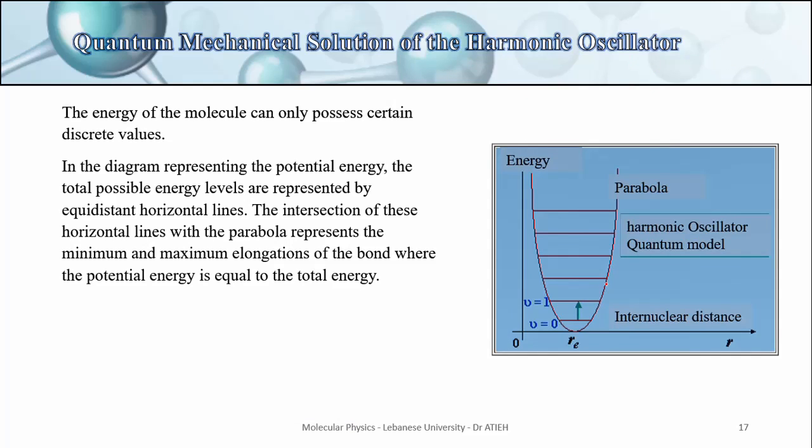One last note is that from this diagram we can observe the minimum and the maximum elongations of the bond for each energy level. So you can see, for example, let's take this energy level. This is ν equals 1, this is ν equals 2, and this is ν equals 3. So let's take the ν equals 3 level. We can find the maximum elongation of the bond. Let's call it r2, for example. And this is the minimum elongation of the bond, r1. So you can see as the energy goes higher and higher, the range of elongation gets larger. It's obvious from the shape of the parabola.